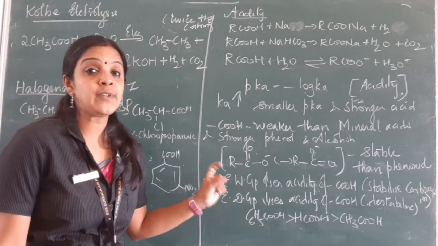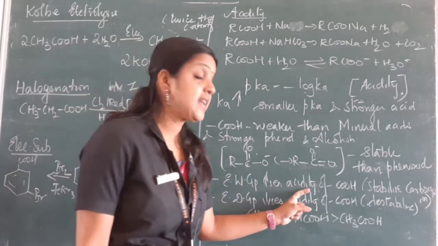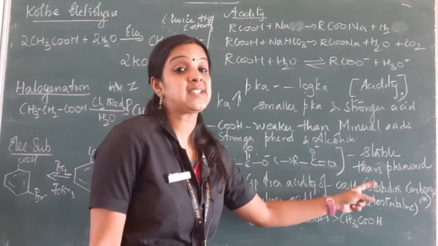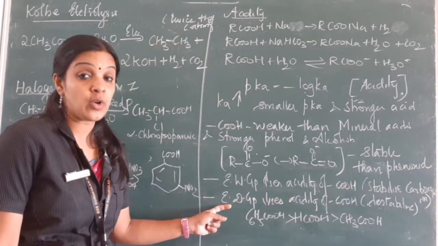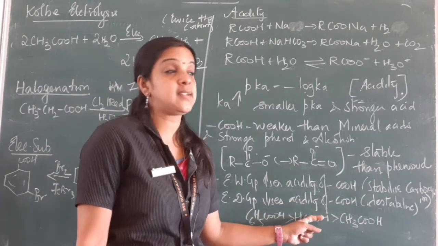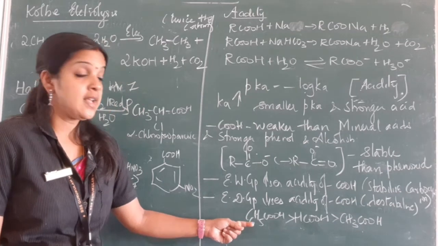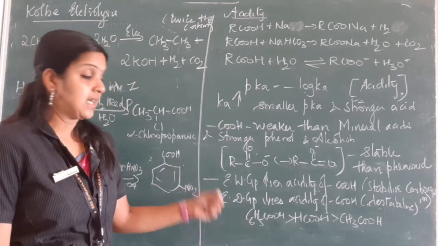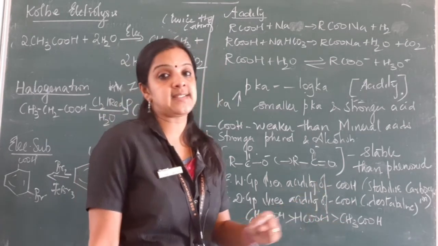When an electron withdrawing group is present in an acid compound, the acidity actually increases because it stabilizes the carboxylate ion. But when an electron donating group is present, it decreases the acidity of the acid because it destabilizes the carboxylate ion. So I write benzoic acid being greater than formic acid, which is again greater than acetic acid.